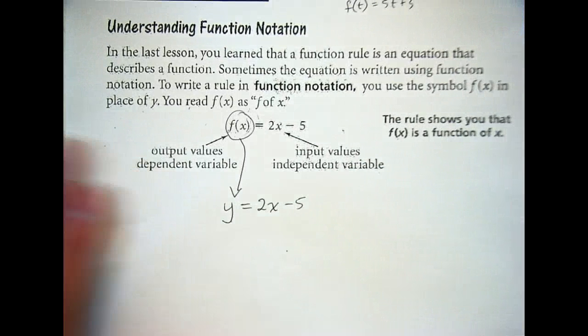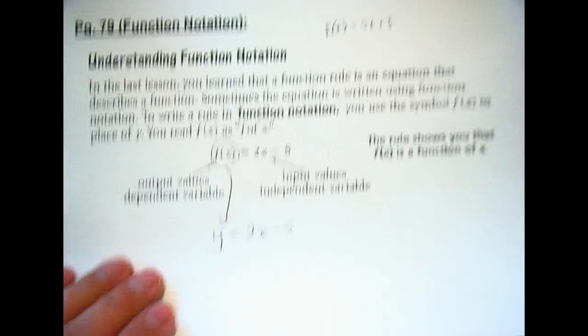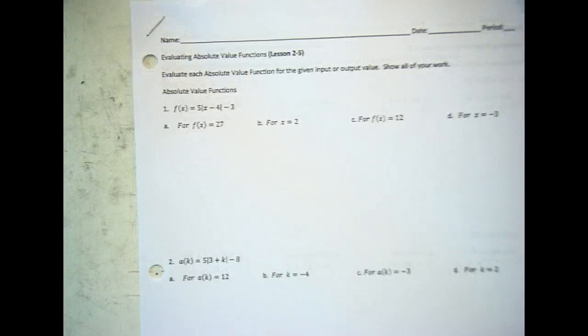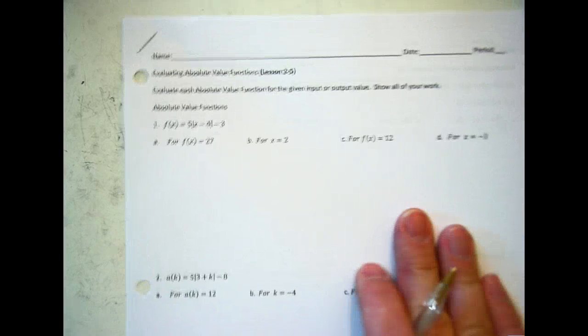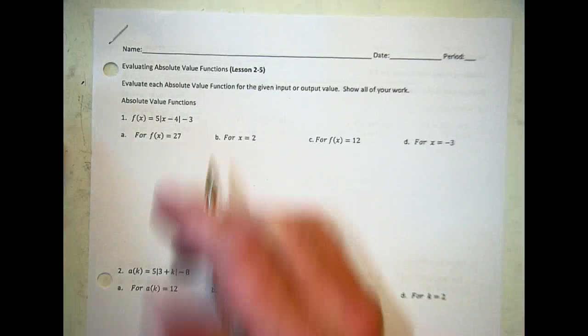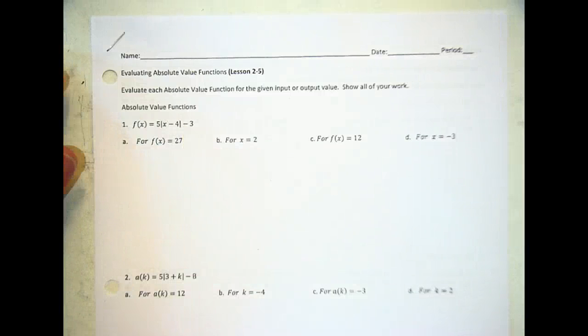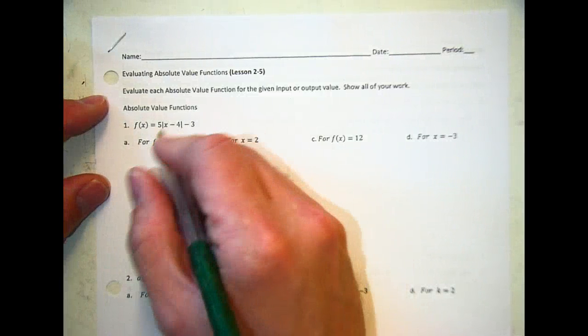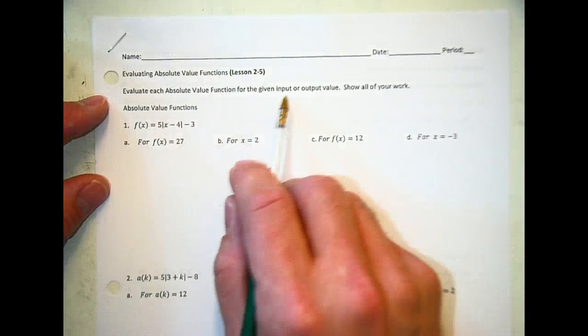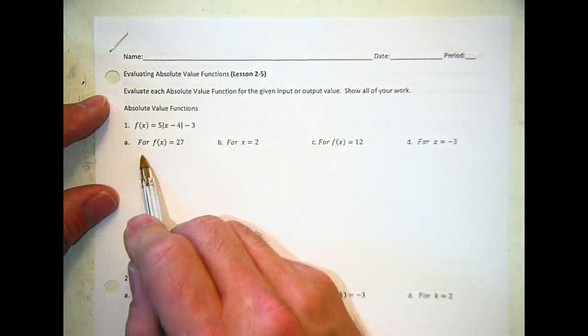In fact, why don't you take the packet you grabbed on the way in. Let's look at a few of those. Some that I want you to try out in your notes. You can put the answers on the packet. If we're doing these problems here, this is a function. It says f of x equals 5 times the absolute value of x minus 4, all minus 3. We're trying to evaluate each of these for the given input or output.